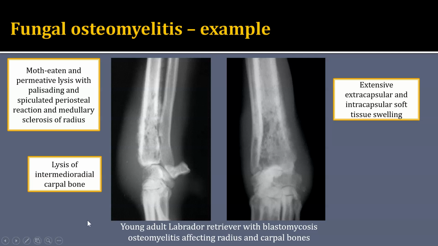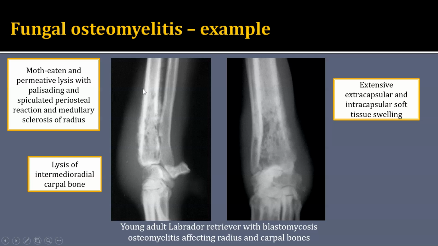So here's an example of a dog. I've got orthogonal views of the distal antebrachium and the carpus that has fungal osteomyelitis. And I want you to notice that this is a pretty aggressive looking lesion. So starting with the radius here, we have quite a bit of moth-eaten and permeative lysis throughout the distal diaphysis, metaphysis, and actually into the epiphysis. And there is cortical lysis as well. So those are indications of aggressive lysis.